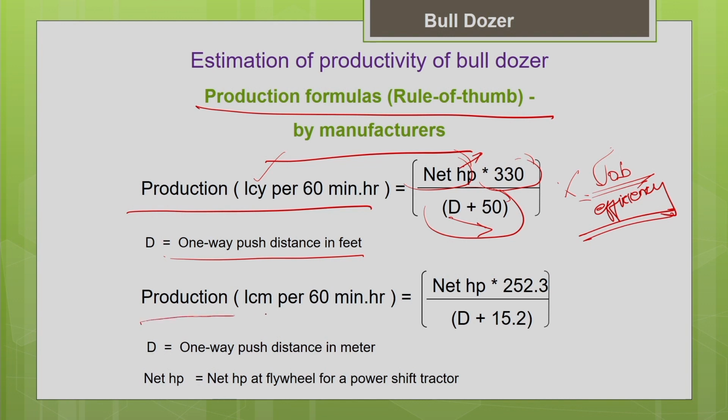So, in loose cubic meter per 60 minute hour, if you want to estimate the production, you can follow this formula: net horsepower multiplied by 252.3 divided by d plus 15.2. Here the dozing distance, the one way push distance, is given in meters. The final production value is in loose cubic meter. So, these are just approximate thumb rules to approximately estimate the productivity.